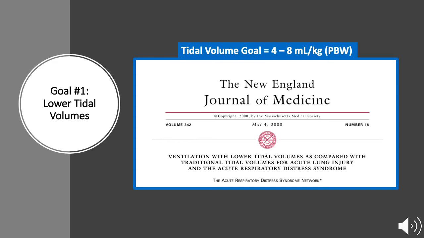Lower tidal volumes are now universally applied to most mechanically ventilated patients and range from 4 to 8 milliliters per kilogram of predicted body weight. This is called lung protective ventilation.